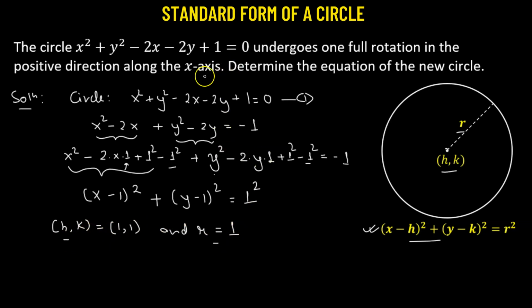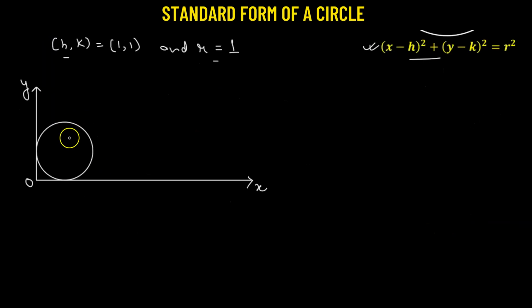Now let's come back to the problem. This particular circle undergoes one full rotation in the positive direction. So let's try to sketch the circle. Here we have the Cartesian plane with the x and the y axis. This is the initial position of the circle. The circle has a center at 1 comma 1 and has a radius of 1 unit. So this is a circle which is initially touching both the x and the y axis. This is the value x equals 1 and we have y equals 1. Now this particular circle undergoes one complete revolution in the positive direction of the x-axis. That means it has to move in a clockwise fashion.